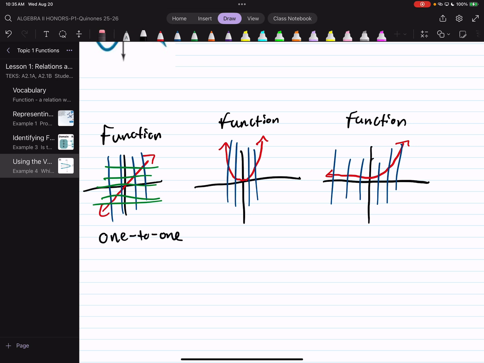However, let's look at our quadratic function. What do you notice? The y repeats. In the majority of the lines, if I were to draw a bunch of horizontal lines, the majority of them will have 2 different outputs, right? They'll cross the graph twice. So this is not one-to-one.